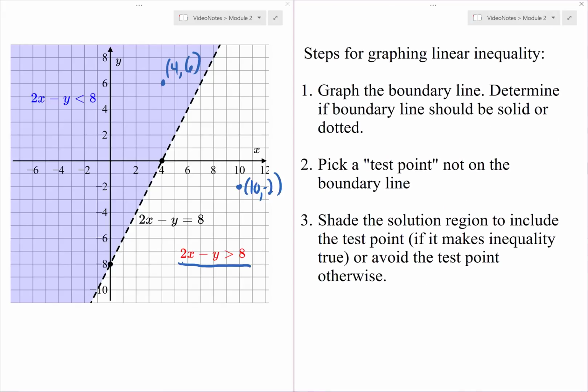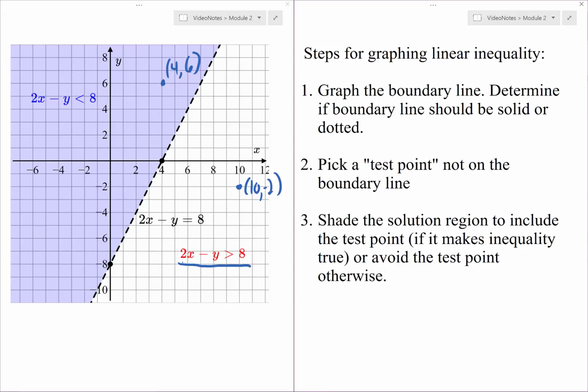So, let's review the general process for graphing an inequality. Step 1 will be graphing the boundary line and determining if we should include points on the boundary line in our solution region or not, and use a solid line or dotted line as appropriate.